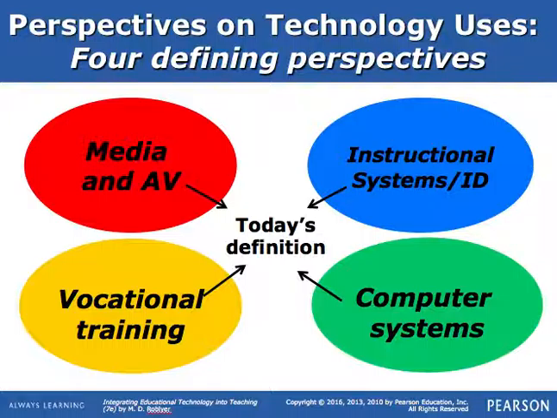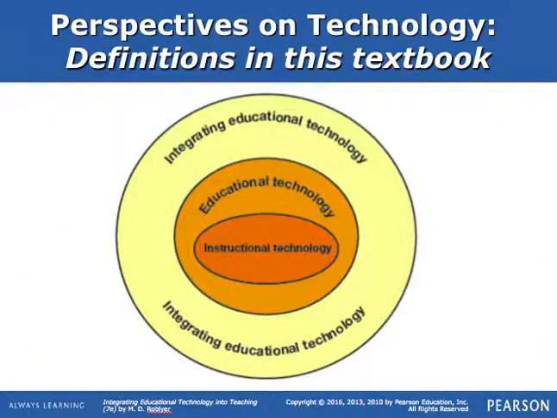We have four defining perspectives: media and AV, which is audio visual type stuff, instructional systems and instructional design, vocational training, and computer systems. So we're going to look at those. When we try to integrate educational technology into this bubble, it falls into two categories: educational technology and instructional technology. So we'll talk about those differences here in a minute.